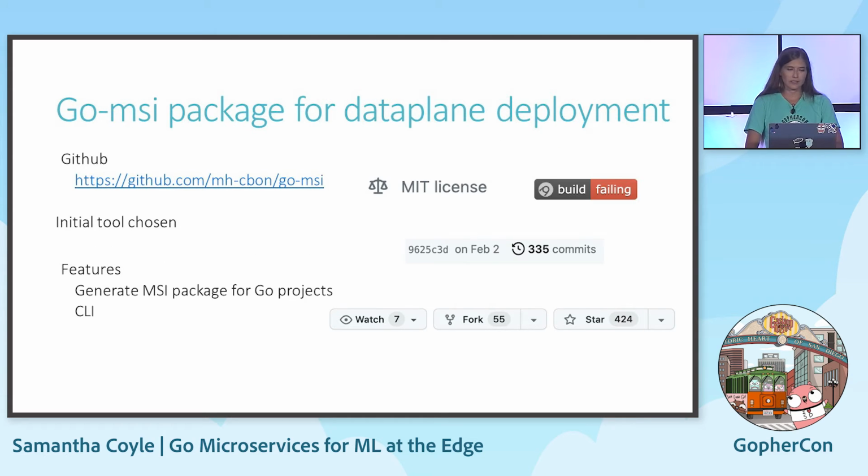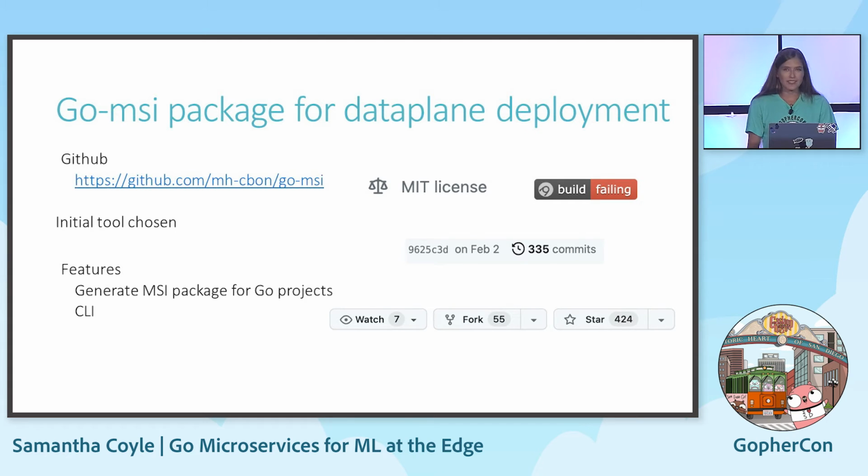That brings us to the first tool that we worked with for our data plane deployment, which is this Go MSI package. Again, it's that initial tool we chose. The features include generating an MSI package for Go projects. Who knows what Go MSI stands for? Or sorry, MSI, it's an acronym. Anyone? Yes, everyone knows, Microsoft Software Installer. Yeah, well, not everyone knows that. I learned that working with this.